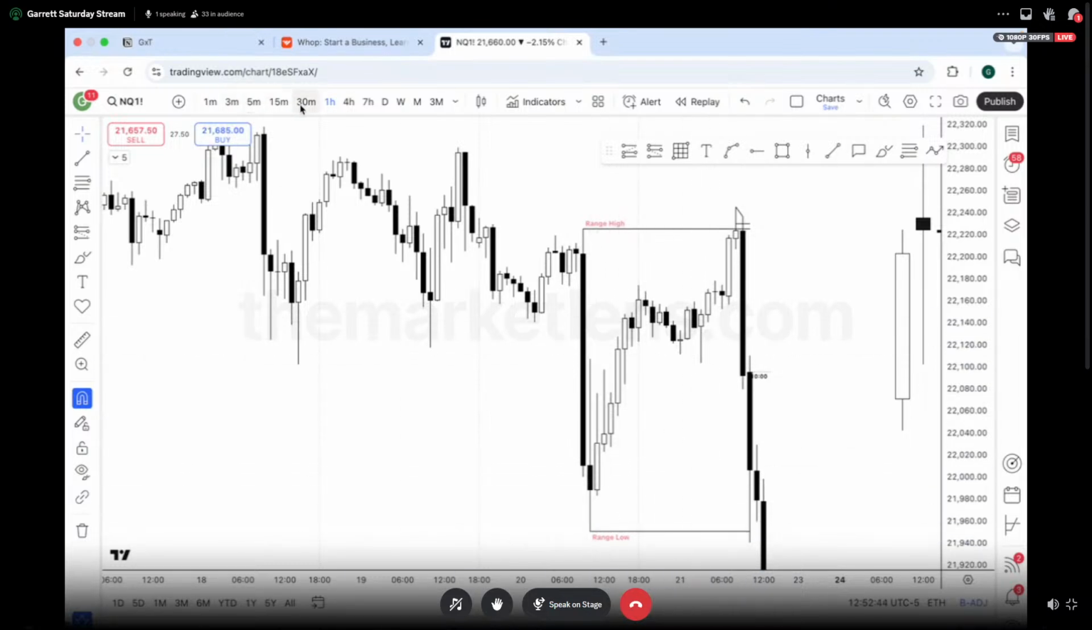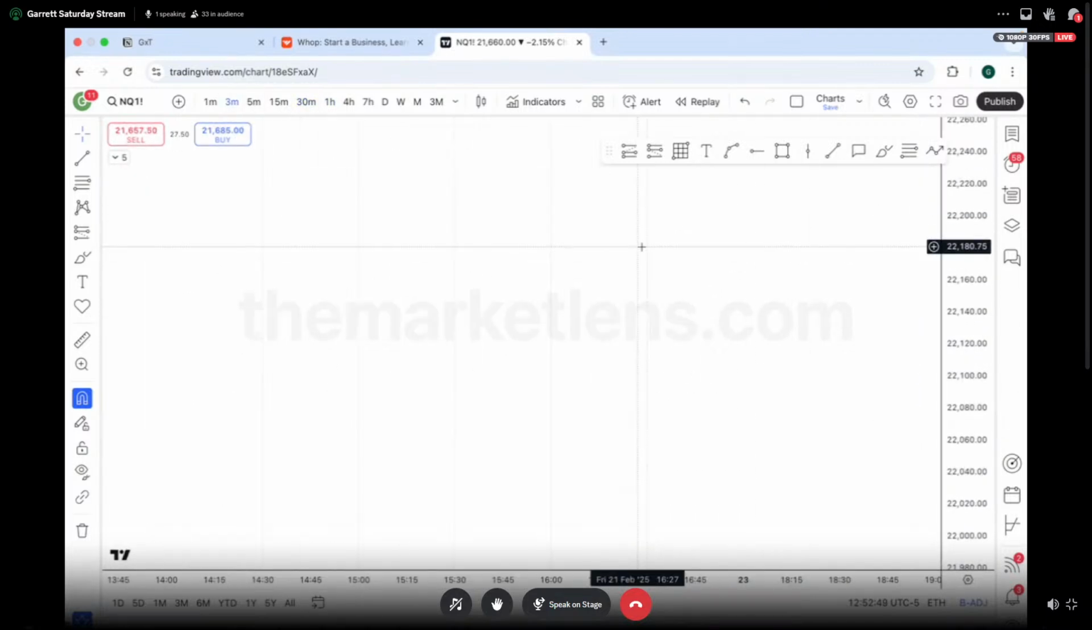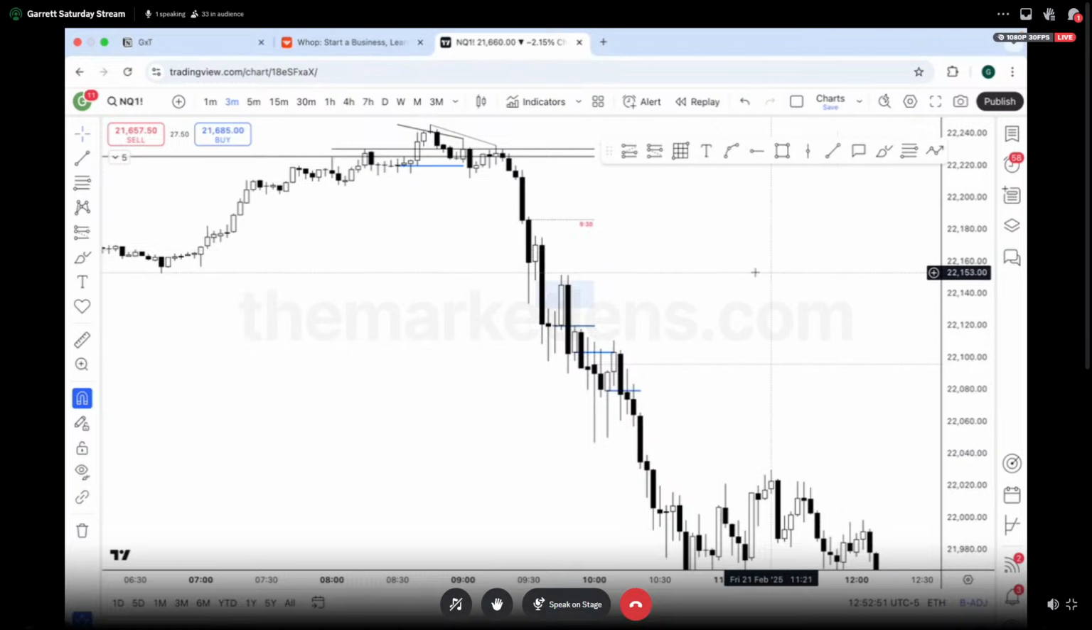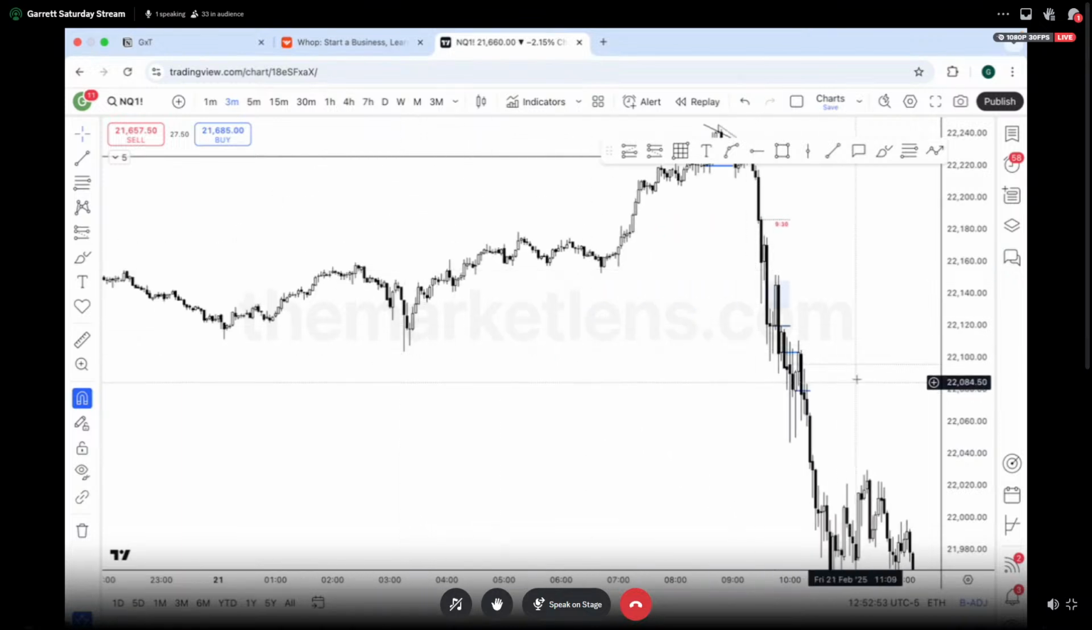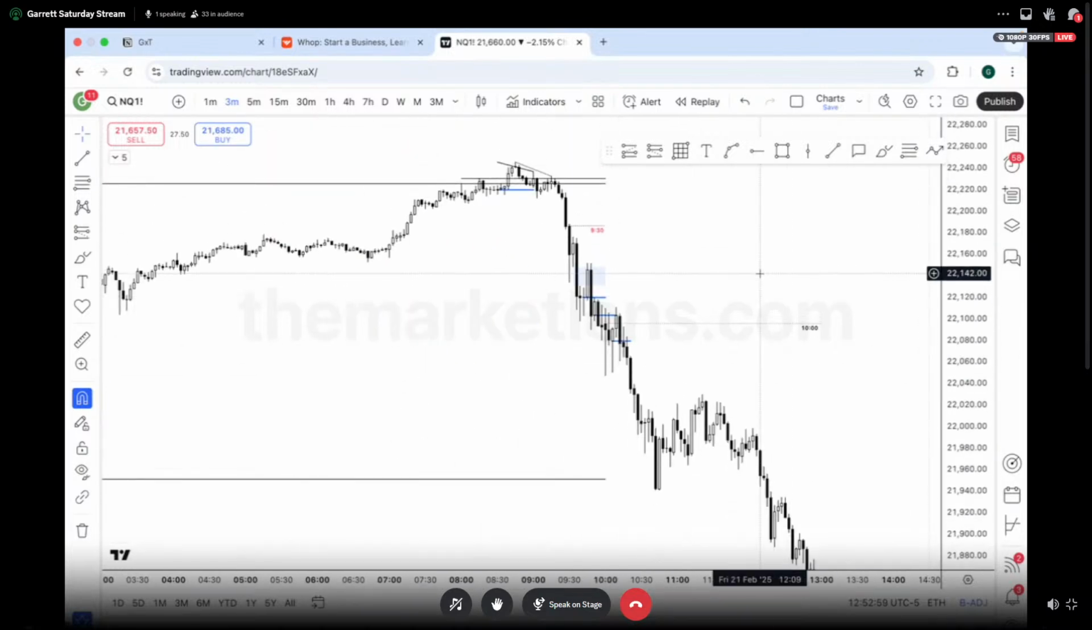So that's what happened. You're going to see, we take out this low, we fail to manipulate it, we actually close back through it, which is a continuation signature. Does that make sense?